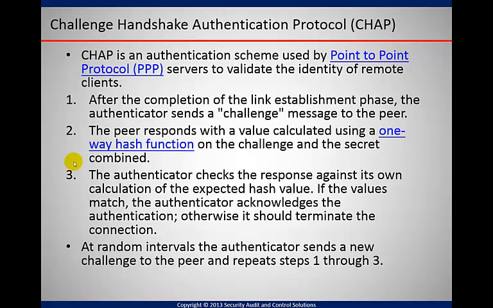In step 2, the peer responds with a value calculated using a one-way hash function on the challenge and the secret combined. And in step 3, the authenticator checks the response against its own calculation of the expected hash value. If the values match, the authenticator acknowledges the authentication. Otherwise, it should terminate the connection. Then at random intervals, the authenticator sends a new challenge to the peer and repeats steps 1 to 3 above.